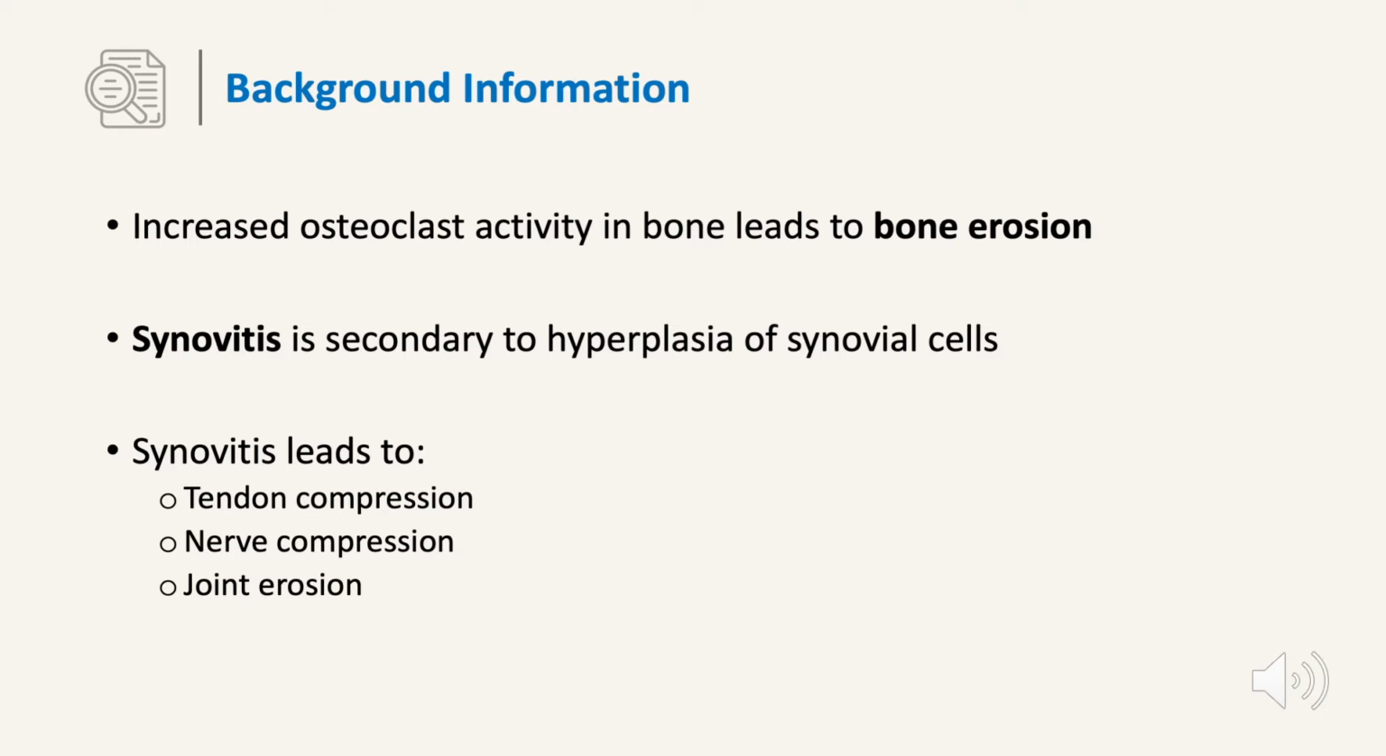So if we look at the first slide and just some simple definitions and what is going on with regards to rheumatoid arthritis in the hand. Now obviously we know that rheumatoid arthritis affects the synovial lining of multiple joints. This inflammation of the synovial lining, or synovitis, can cause multiple problems, including but not limited to compression of tendons, nerves, and eventually joint erosion.